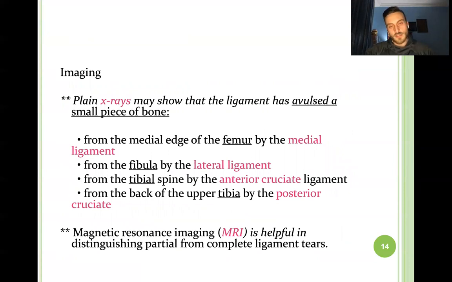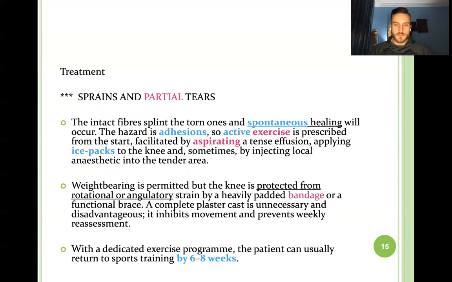Usually you have to get an x-ray. Okay, it's ligamentous. Why get an x-ray? Because you can have fractures with ligamentous injury. So for example, in the lateral part, you can have a fibular fracture. In the medial part, you can have a medial edge of the femur fracture. Tibial spine, if it's an anterior cruciate ligament avulsion. From the back, it could be a posterior cruciate ligament avulsion. So very important to keep in mind. MRI for ligaments, don't forget.